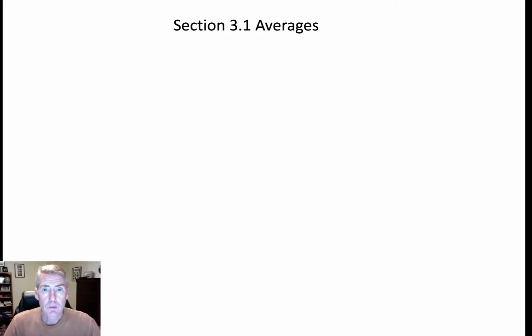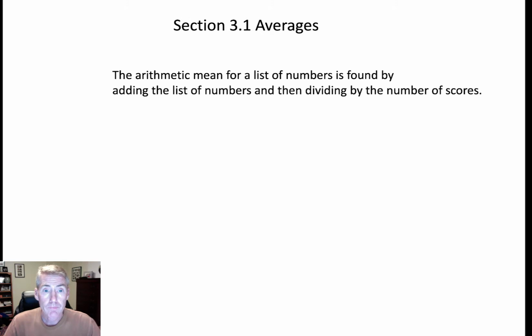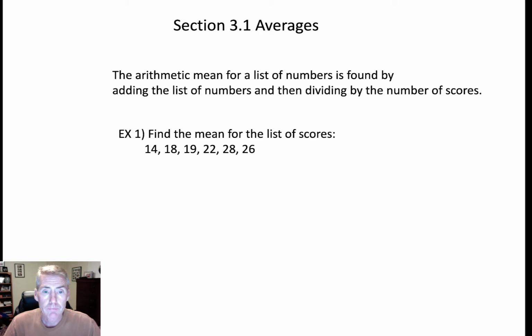Okay, section 3.1 is about averages. We've got a few to go through. The first, and actually the most important, is called the arithmetic mean. For this, we add up all the numbers and then divide by however many numbers there were.